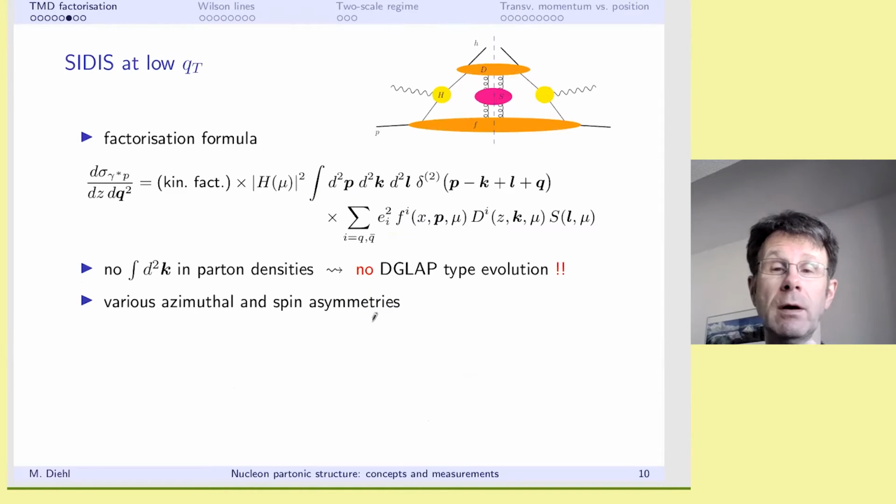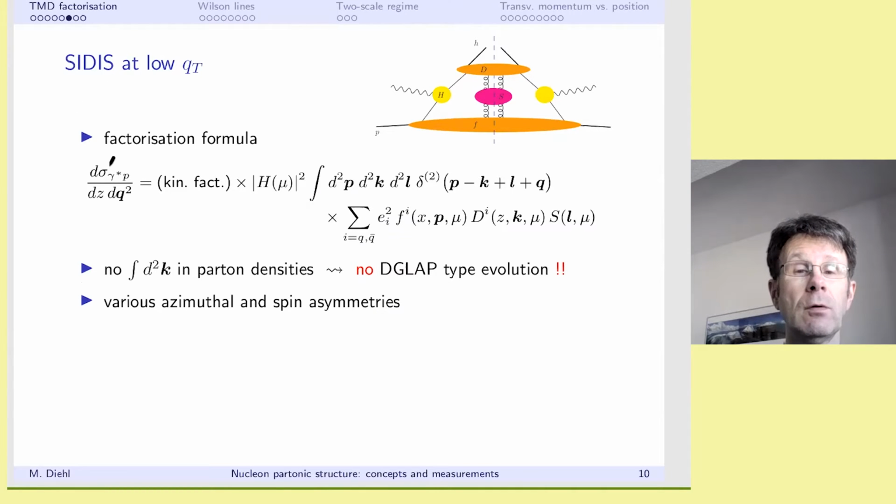So how does a factorization formula look in such a case? Let's now look at the virtual photon-proton cross-section, differential in the transverse momentum and also in the momentum fraction of the hadron with respect to the fragmenting quark, that's called Z. There's a kinematic factor from phase space and such. There's the square of the hard scattering amplitude. And then there is an integral over transverse momenta of the unobserved partons here, the partons coming out of the proton, the parton that fragments, the partons that are exchanged in a soft scattering. And they have to collaborate to give you the observed transverse momentum Q of the observed hadron. And then you have the distribution, the fragmentation, and the soft factor.